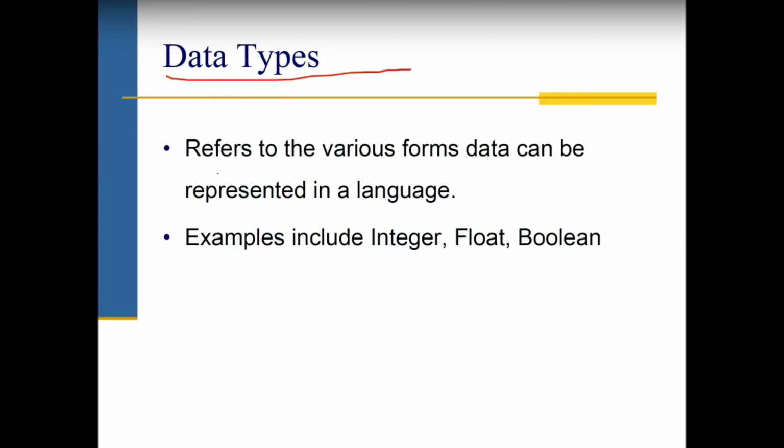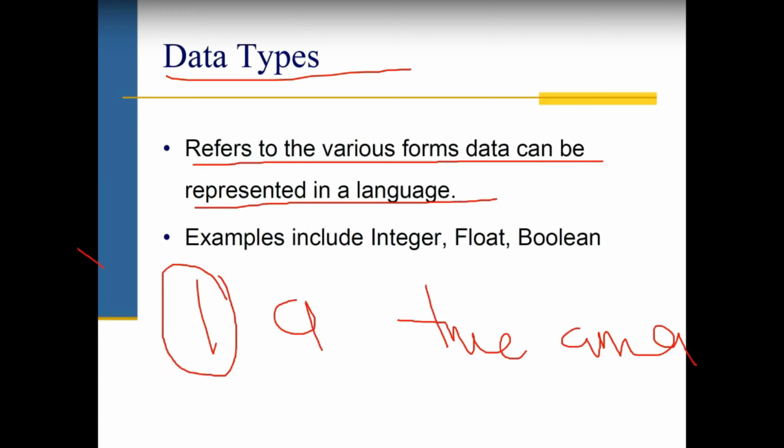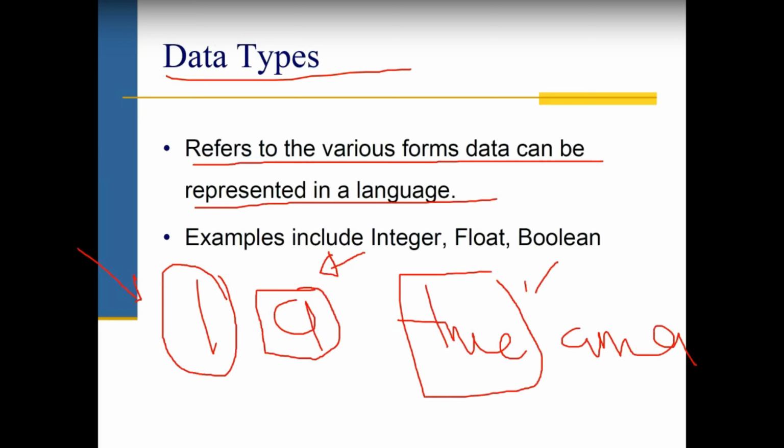Data types refers to the various forms data can be represented in a language. So if I say 1, if I say A, if I say true, if I say AMA, what type of data is this? This is a number, or integer. If I say A, it is a character, a single value. If I say true, that is a boolean, either true or false. If I say AMA, it is a combination of multiple characters.